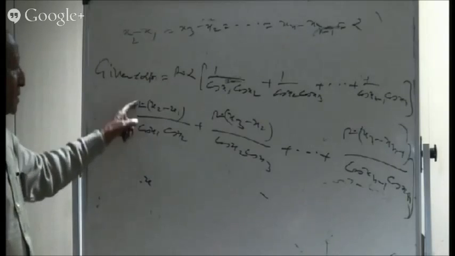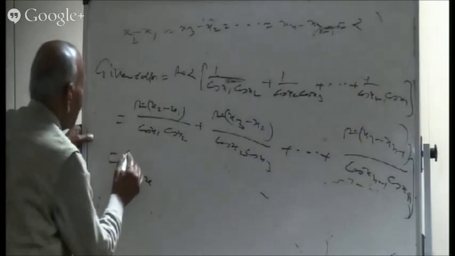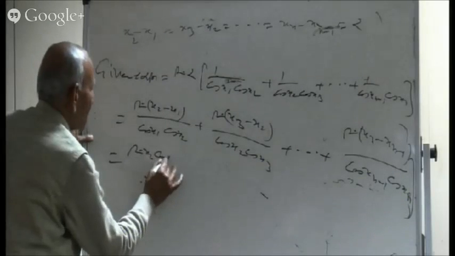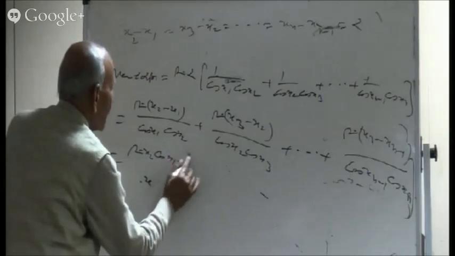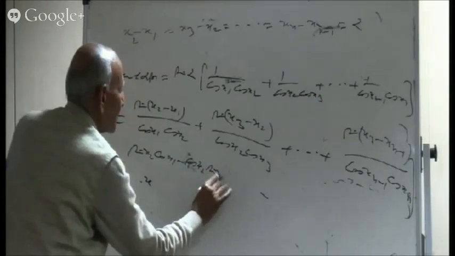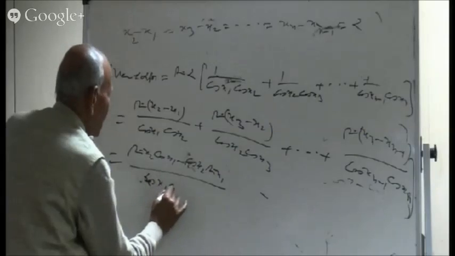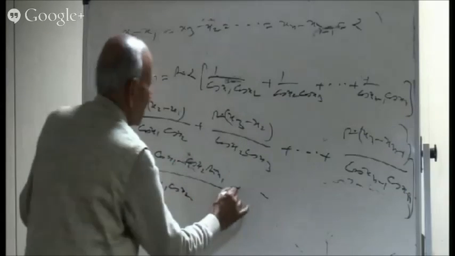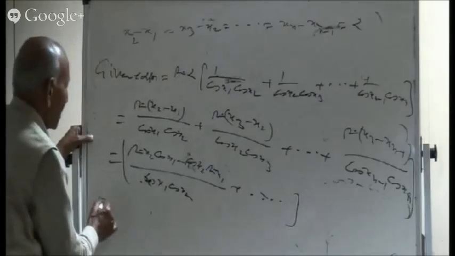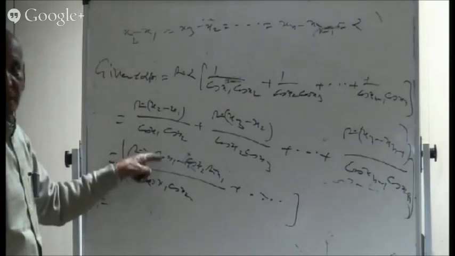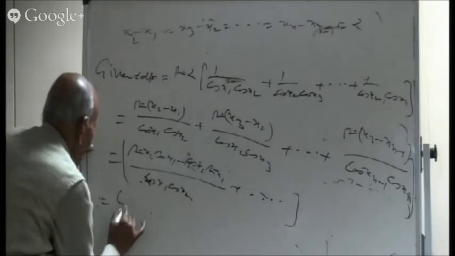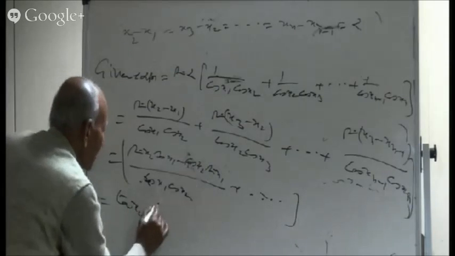Now, what can be written? The formula: sine of x2 cos x1 minus cos x2 sine x1. Can you divide and save one step? So here I will be getting sine x2 cos x1 minus cos x2 sine x1, divided by cos x1 cos x2, and so on. All these terms, of course, are to be written. But can you simplify it? So this will give you what? Tangent of x2 minus tangent of x1.